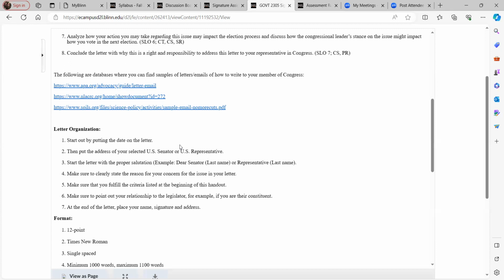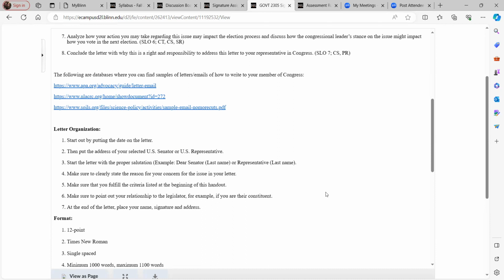Start the letter with the proper salutation. Example: Dear Senator, last name, or Representative, last name. Make sure to clearly state the reason for your concern for the issue of the letter. You want to get that reason out as quickly as possible, because if you were doing this for real, and let's say Senator Cornyn is reading through these, he needs to know what this letter is about. You need to get to the point quickly so that he doesn't just trash your letter and move on to the next one, right? Make sure that you fulfill the criteria list at the beginning of this handout, like we just went over.